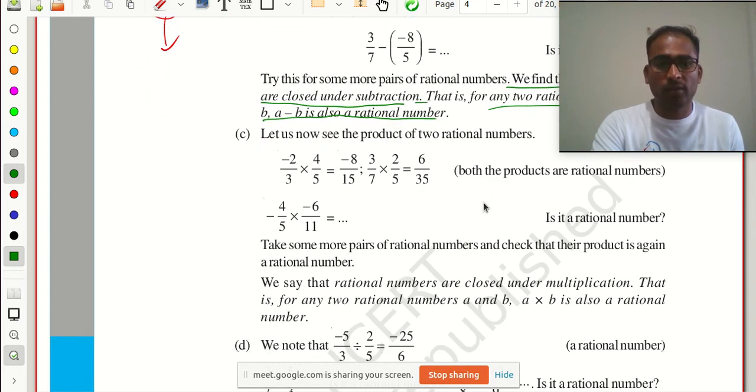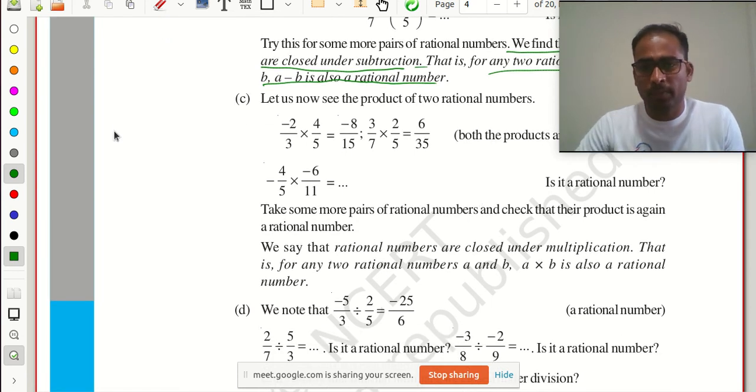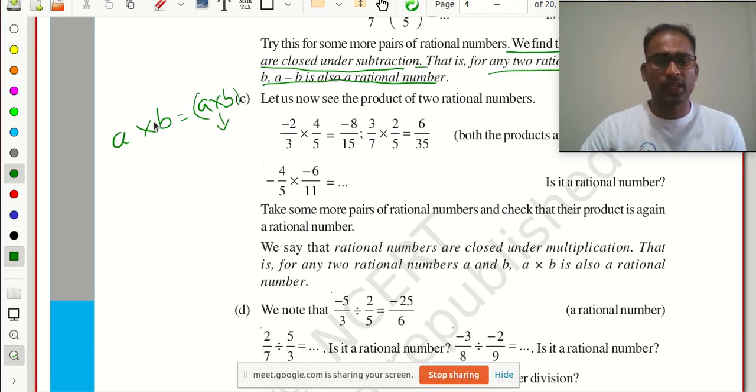Now we need to check multiplication. We did addition and subtraction; now we are going to do multiplication. If A is one rational number and I multiply it with another rational number B, then the answer A multiplied by B also has to be a rational number. Then we can say these rational numbers are closed under multiplication. Is this right? Now we will go with the examples.